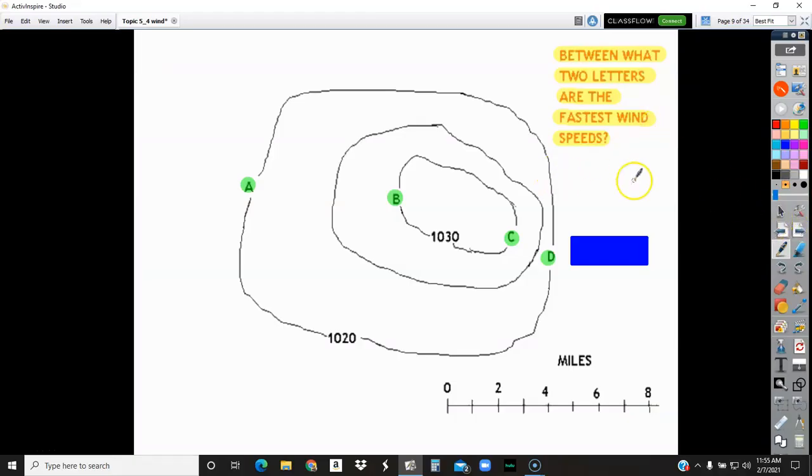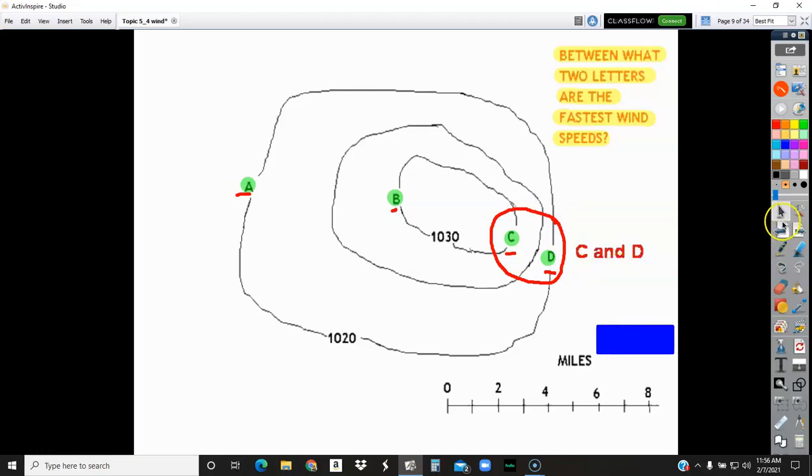So this is just a map I drew. It says, between which two letters are the fastest wind speeds? So you've got A, B, C, D. Where's the fastest wind? Hopefully you're going to tell me it is C to D, right? Notice over here the isobars are close together, behind that little blue box. Yep, C to D would be the fastest winds because you see the isobars are packed.